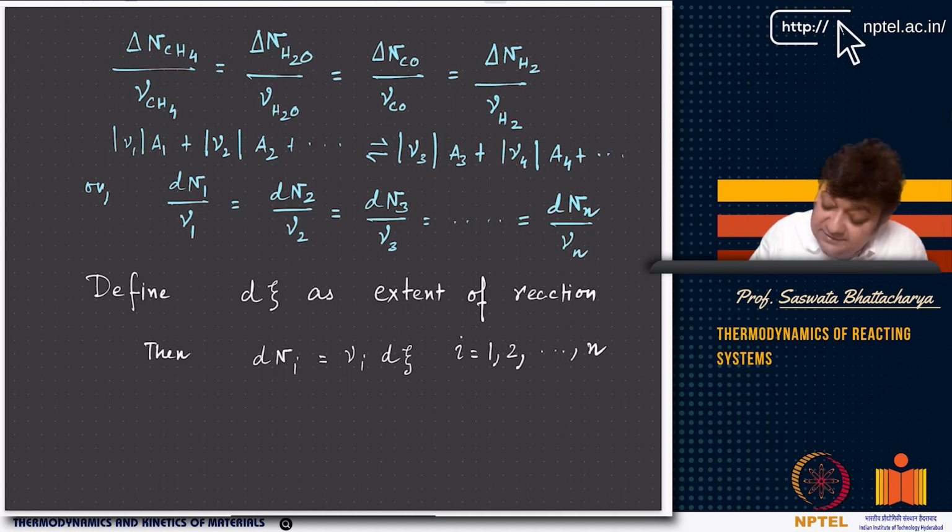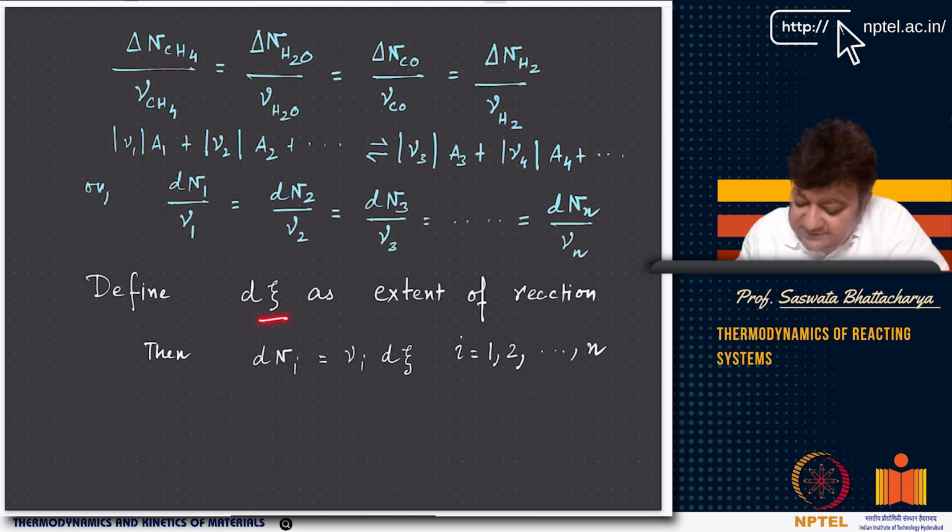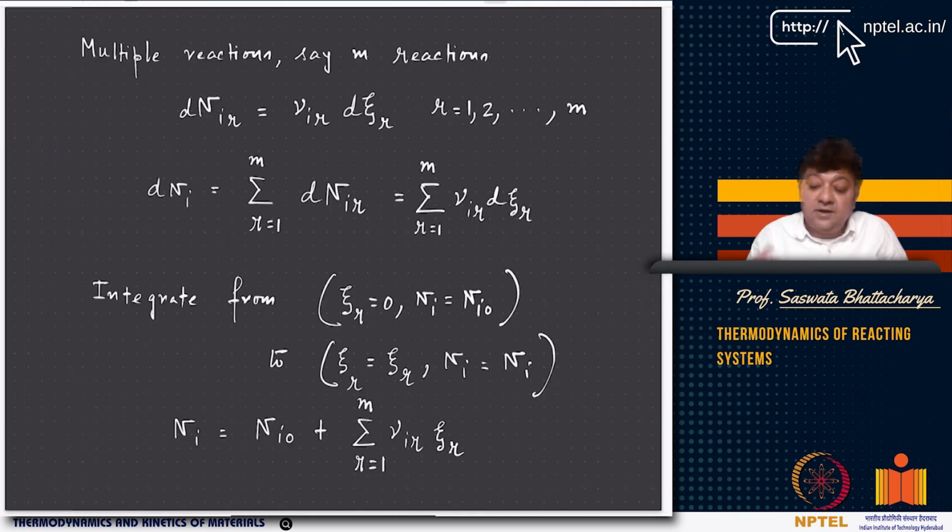And then we can define d zeta as the extent of reaction. You can call it zeta. I think this is zeta, not psi, or this is psi. So define psi as the extent of reaction. It does not matter; this symbol might be psi or zeta, whichever it is, you can check. Then dni is nu i d zeta, or d psi, right? Nu i d psi is equal to dni, where i goes from 1 to n. These are all the species that are constituents.